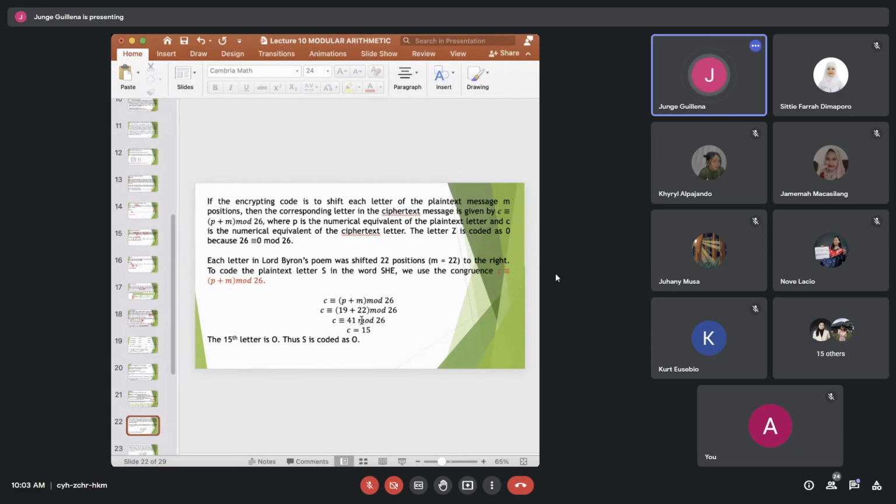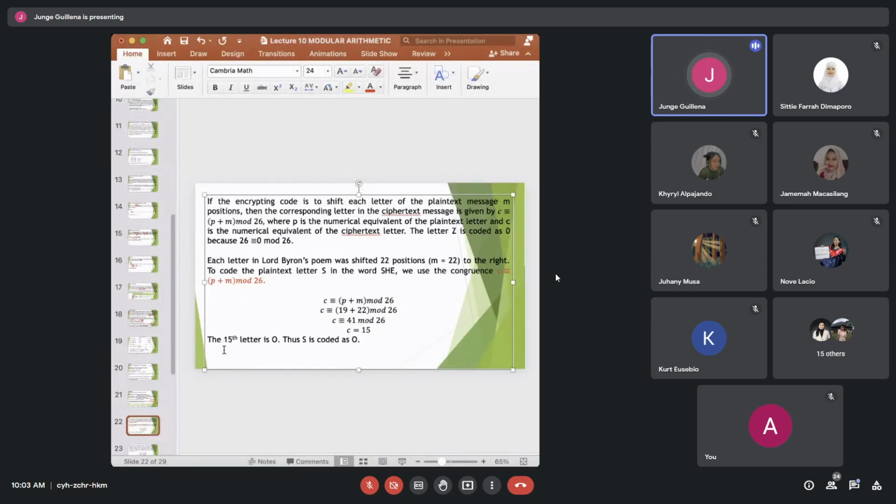So 19 plus 22 is 41. Then you divide that by 26. So what is 41 divided by 26? The quotient is 1. 1 times 26 is 26. So 41 minus 26 is equal to 15. Somehow, class, if the value is more than the modulus 26, you just subtract. 41 minus 26 is equal to 15. Easier for you, no?